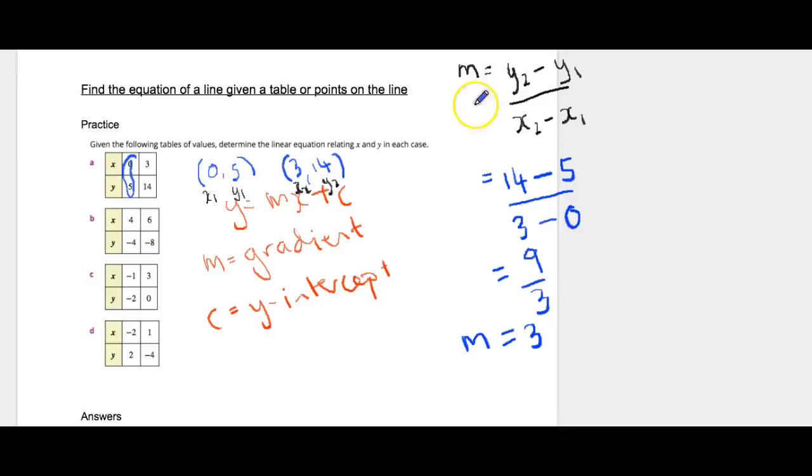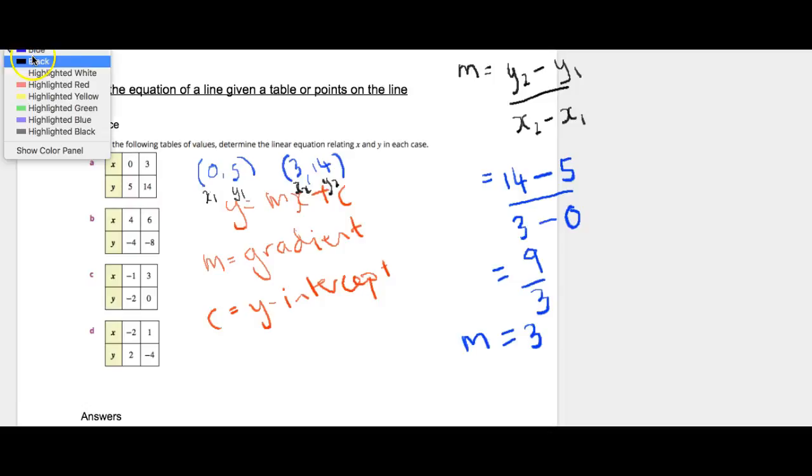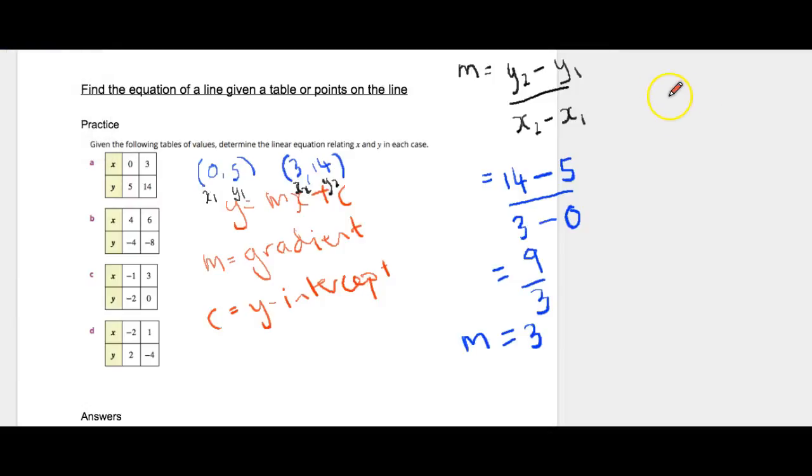The second part is finding the y-intercept. Now I know the y-intercept is when x is equal to 0, so I can read straight from this table that the y-intercept is 5. But let's just say you didn't remember that. Okay, so let's write here in red, again, the equation of a straight line. And the reason I'm doing this is because the other 3 examples you will need to do this way as well. So y equals mx plus c.